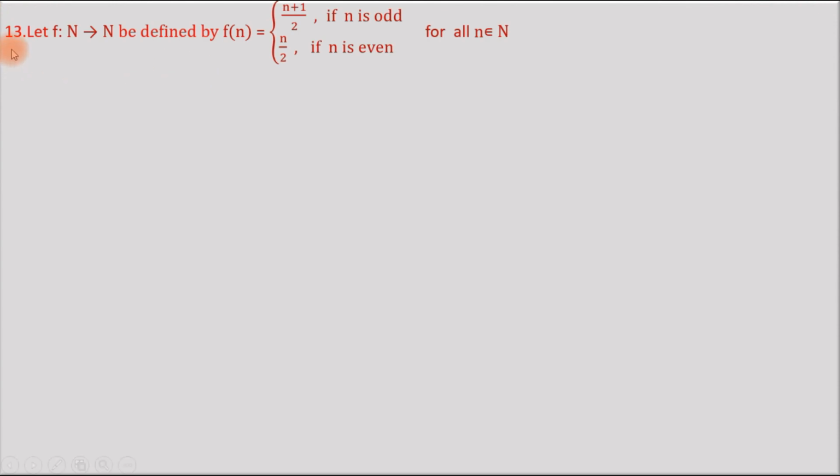Next, problem number 13. Let f from N to N be defined by f of n equals n plus 1 by 2 if n is odd, and f of n equals n by 2 if n is an even number, for all n belongs to natural numbers. State whether the function f is bijective. Justify your answer. Given f from natural numbers to natural numbers defined by f of n equals n plus 1 by 2 if n is odd, f of n equals n by 2 if n is even.